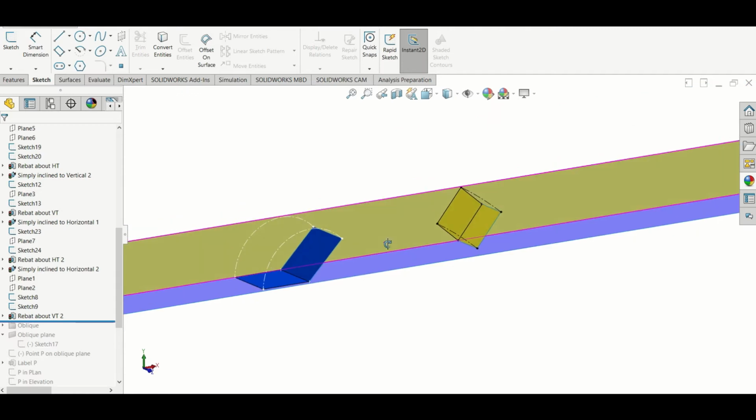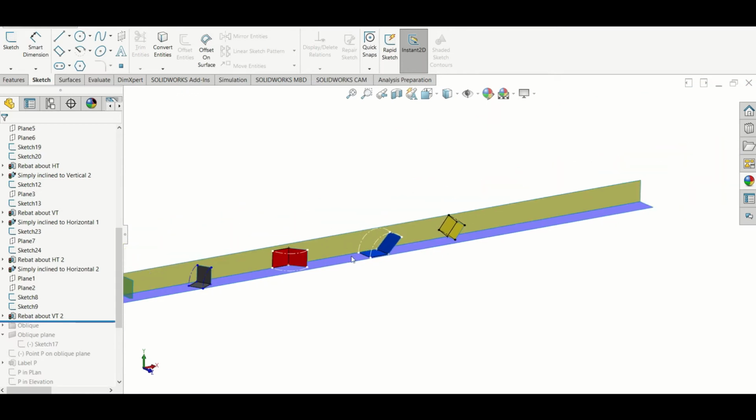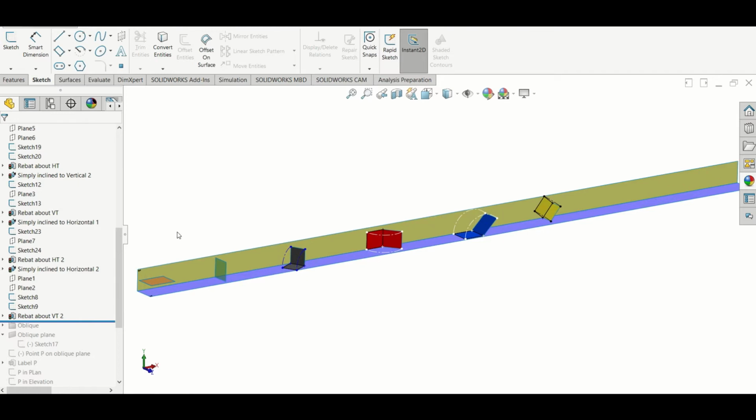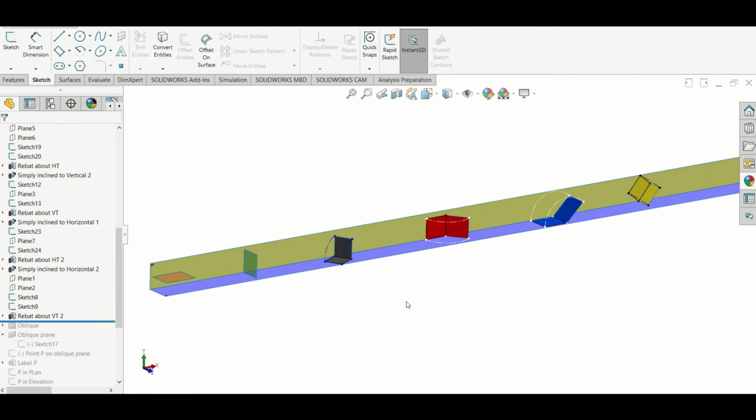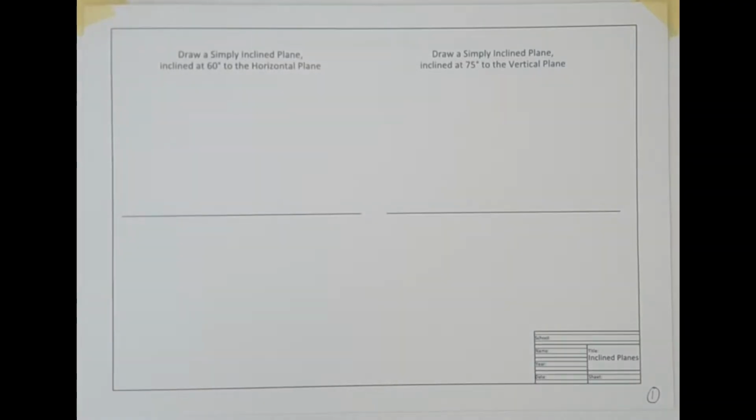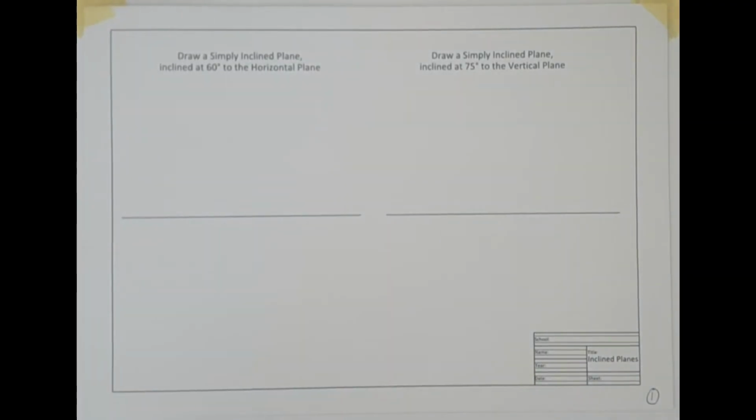We're going to go ahead and get onto our worksheets and see how the principles and how the theory we've just seen here on SolidWorks, we'll see how that feeds back in to solving some basic problems on our worksheets. So let's take what we've just seen in SolidWorks and bring it on here to solving some problems on our worksheets is the next step here. Worksheet number 1 here says draw a simply inclined plane inclined at 60 degrees to the horizontal.